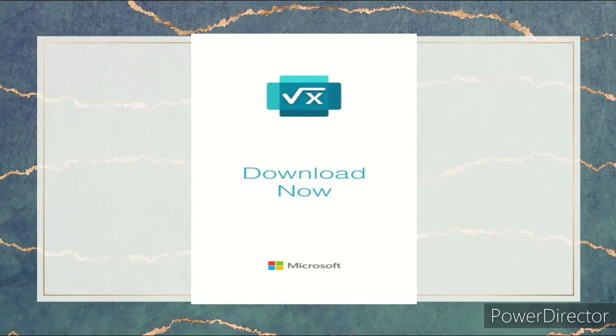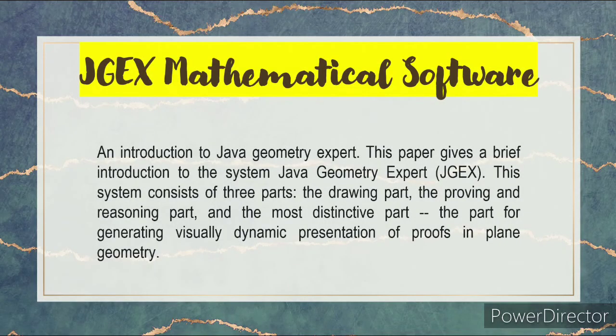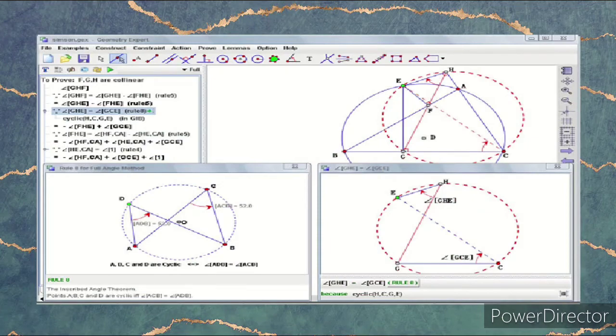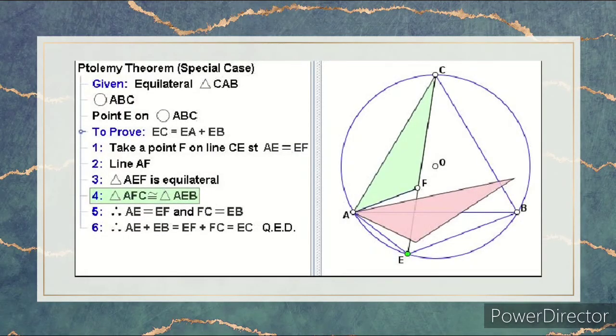Now let's talk about GJEX mathematical software, an introduction to Java Geometry Expert. This paper gives a brief introduction to the system Java Geometry Expert. The system consists of 3 parts: the drawing part, the proving part and the reasoning part. Let's see the interface of this software. It is useful for formalizing dynamic presentation, theorem. We can use it for proving the theorem and many more.